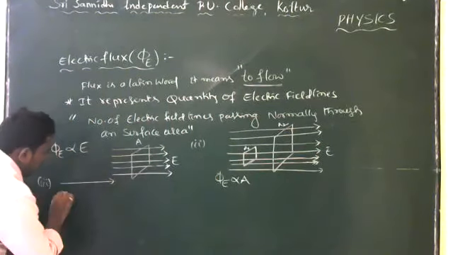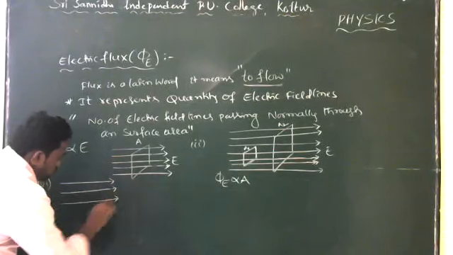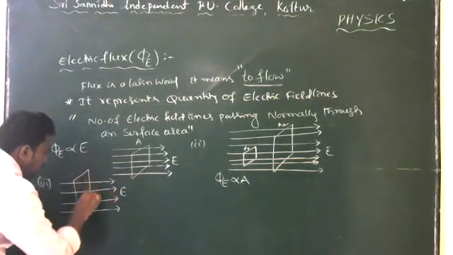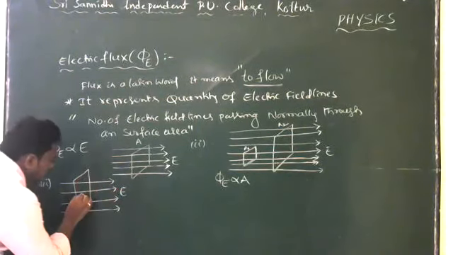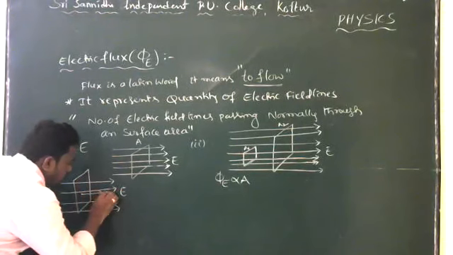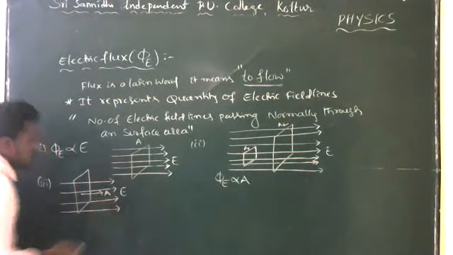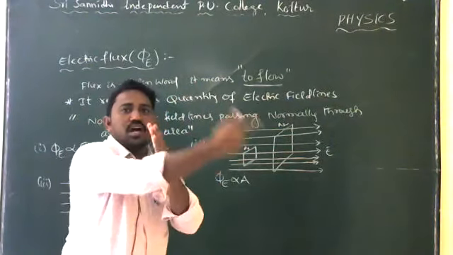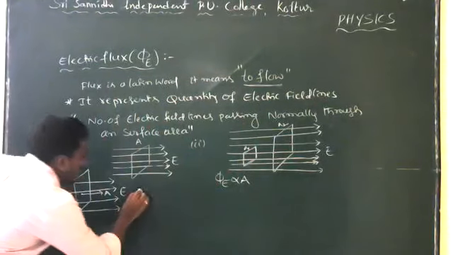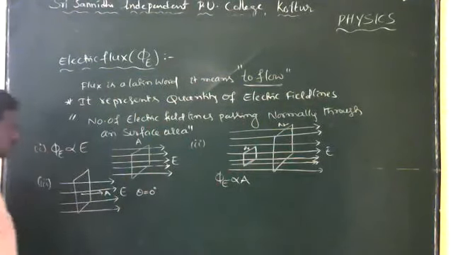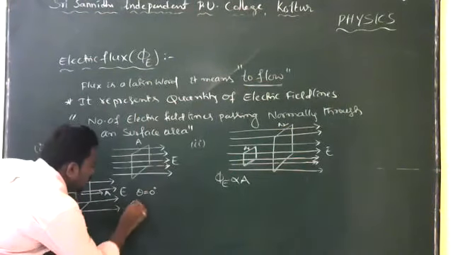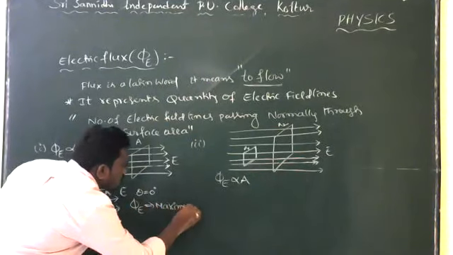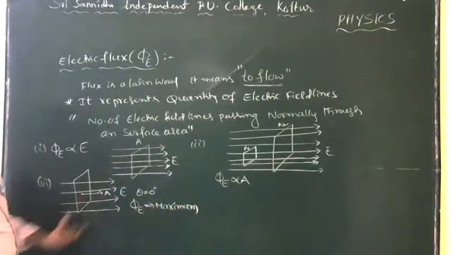So this is the electric field, and this is the surface area. A is the area of the surface, with electric field lines passing through it. The area and E are in the same direction, so here theta equals 0 degrees. In this case, the flux is maximum, since both are in the same direction.